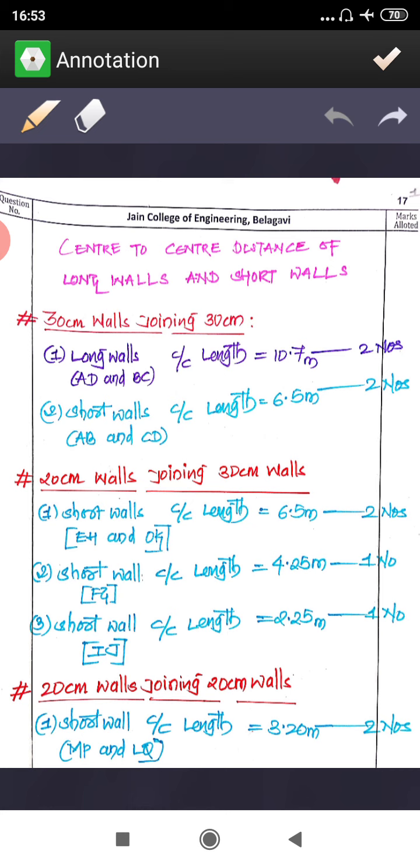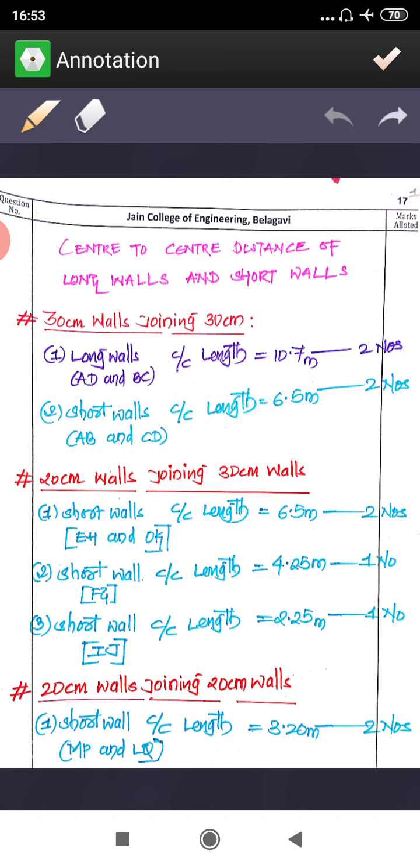The long walls are AD and BC, and center to center is 10.7 meter. You know, two numbers are there. Then the short walls AB and CD, here the center to center is 6.5, and two numbers of those short walls are there in the main outer walls.